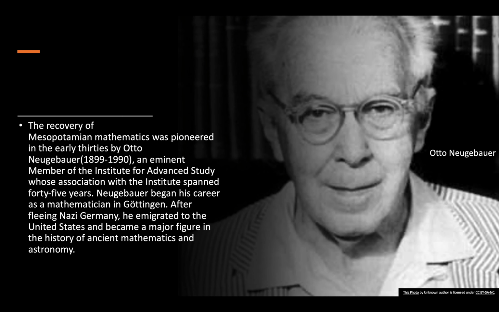The recovery of Mesopotamian mathematics was pioneered in the early 30s by Otto Neugebauer, an eminent member of the Institute for Advanced Study, whose association with the institute spanned 45 years. Neugebauer began his career as a mathematician in Göttingen. After fleeing Nazi Germany, he emigrated to the United States and became a major figure in the history of ancient mathematics and astronomy.